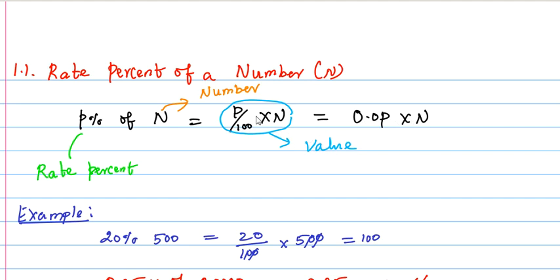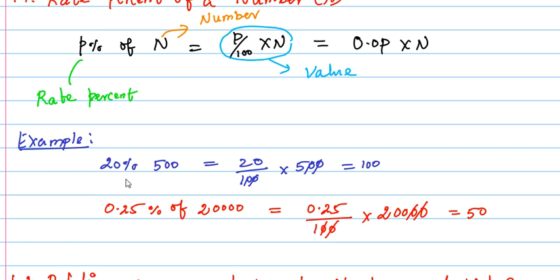By using the above formula, I have given an example. If you want to find 20 percentage of 500, instead of 20 percentage, I have taken the fraction 20 by 100. After the simplification, you may get 100. This is the value of 20 percentage of 500. Next one is 0.25 percentage of 20,000. Here I have substituted the fraction value of 0.25. After multiplying, I may get 50.